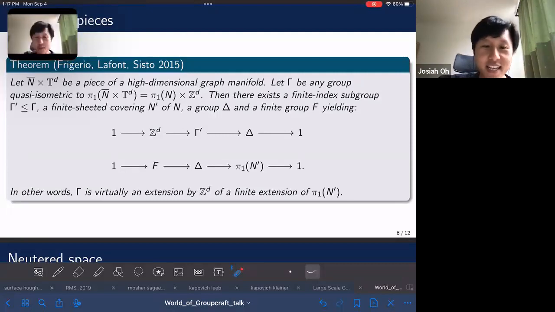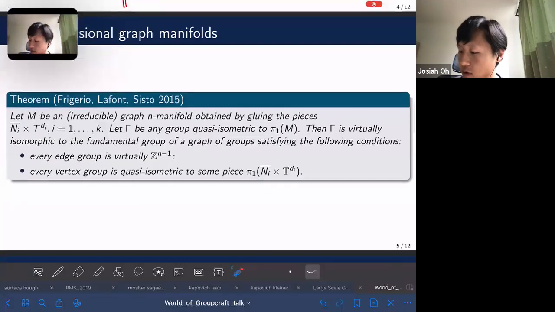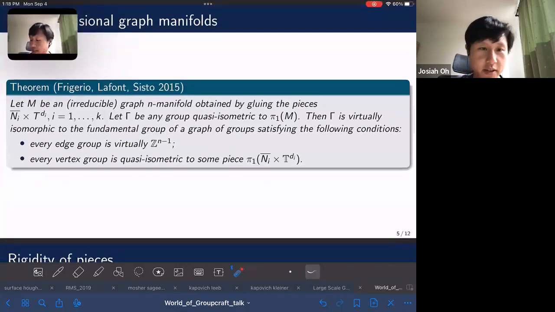You may ask, can this be improved to say that in fact this short exact sequence splits? And sadly, the answer is no. So this is somehow the extent to which you could say that the group gamma is algebraically like this product. Okay. So I think I won't spend too much time talking about this theorem today. Instead, I want to give you more of the main ideas that go into proving this theorem.